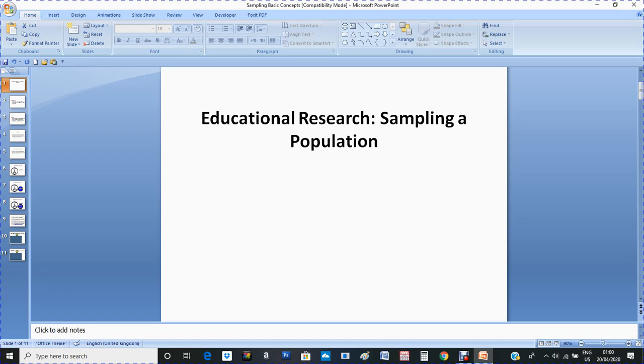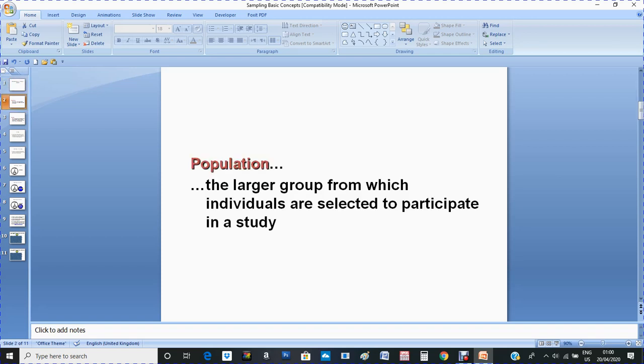Good morning. Today we will discuss sampling a population. Again, this is the course Research Methodology in Education, and today we will discuss sampling. Now, before we discuss the good and bad techniques in sampling, first let us discuss some important concepts in this regard. Let's start with population.